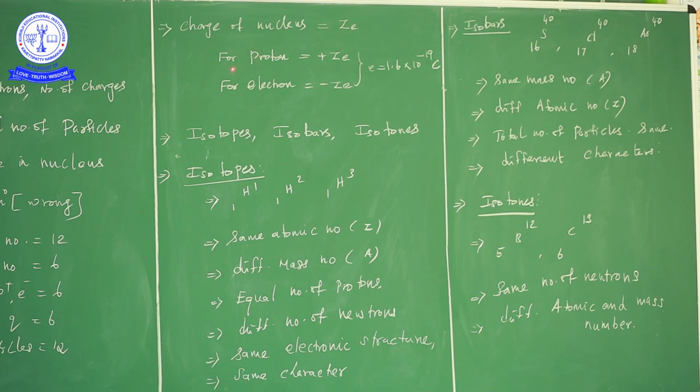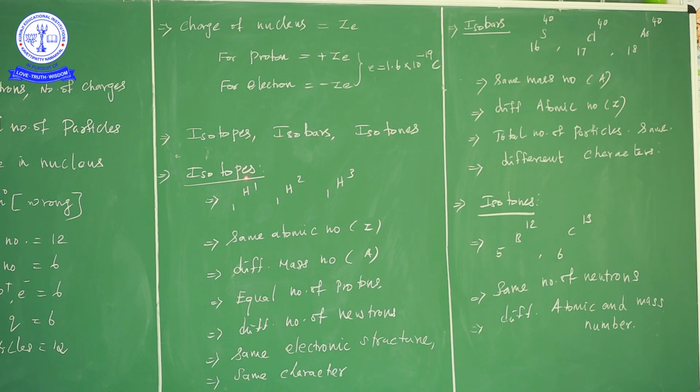Alright. Based on the classification, the nuclei are divided into three types. The first one is isotopes, then isobars, then isotones. So isotope, isobar, isotone: we divide the nucleus into these three.